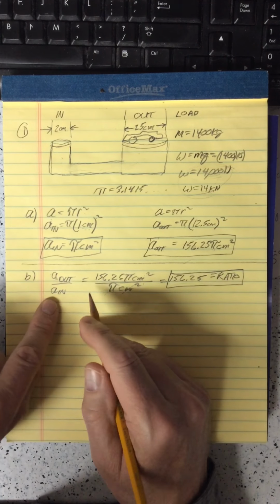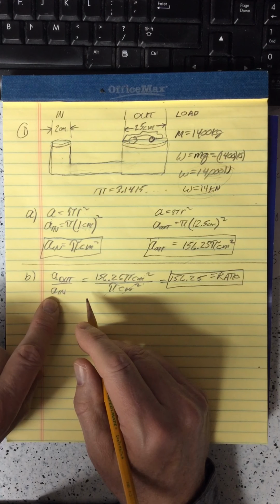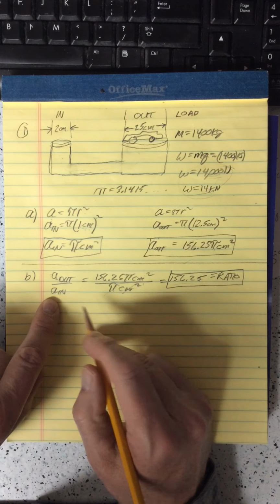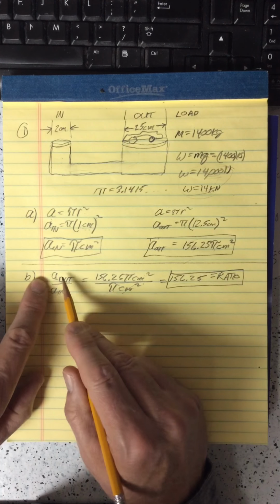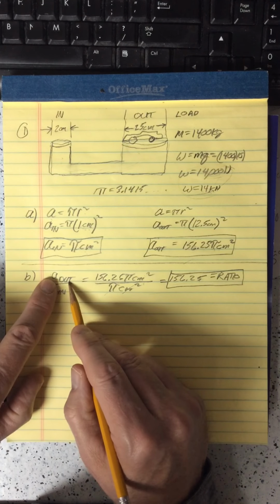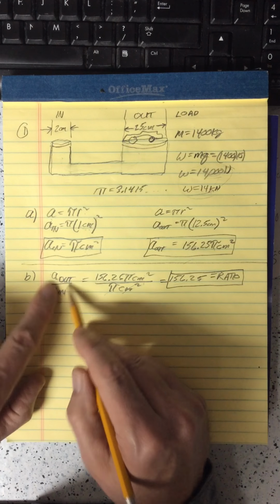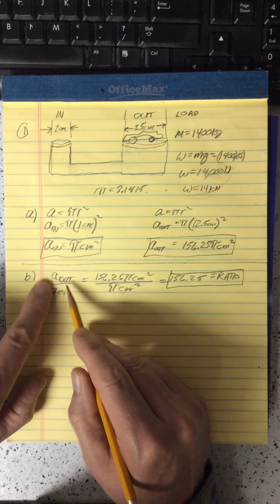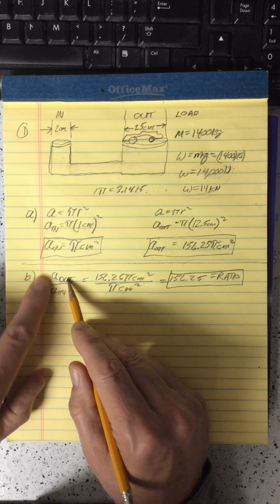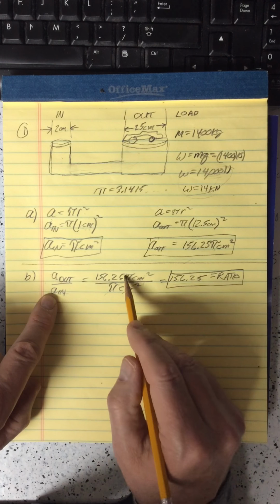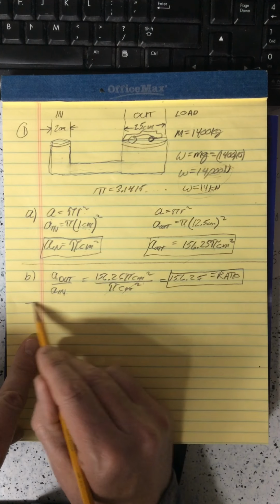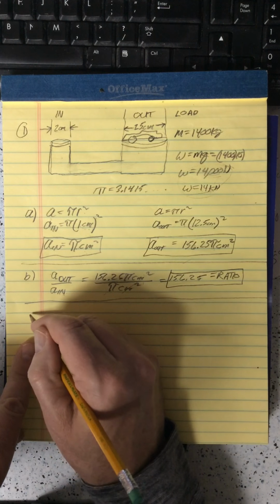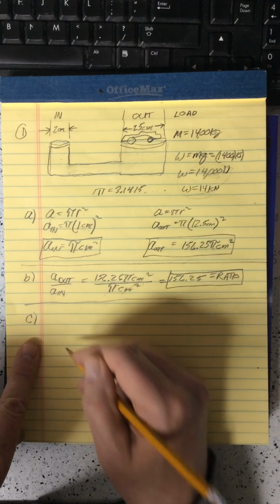Also notice that the author asked for the ratio of the area of the output to the input. That means the output goes first, on top. If he asked for the area of the input to the area of the output, then it would be opposite. So that's our answer to B. Moving right along to C.